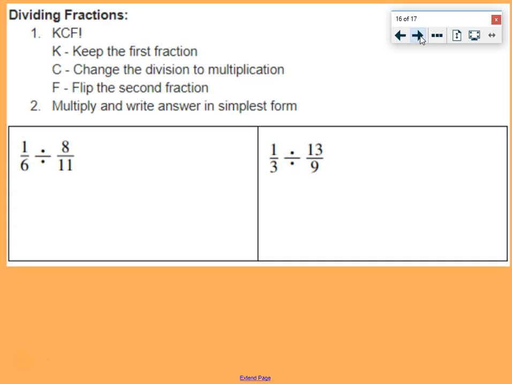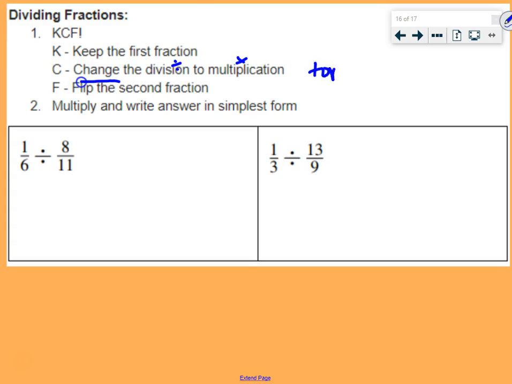Dividing fractions, so we're going back to keep, change, flip, like we had with subtracting integers. But it's going to be just a little bit different. First, we're going to keep the first fraction. Then we're going to change the division to multiplication. So we're going to go from dividing to multiplying. And then we're going to flip the second fraction.